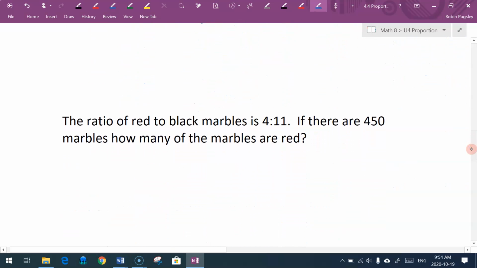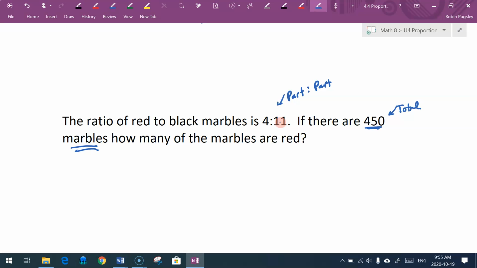The ratio of red to black marbles is 4 to 11. If there are 450 marbles, how many marbles are red? Okay, so here's the key. 450 marbles represents a total number, right? It's how many you have completely. And 4 as compared to 11 is a part-to-part ratio. So the 450 is not the 4 or the 11 piece. It's not the red or the black. It's the red and the black together.